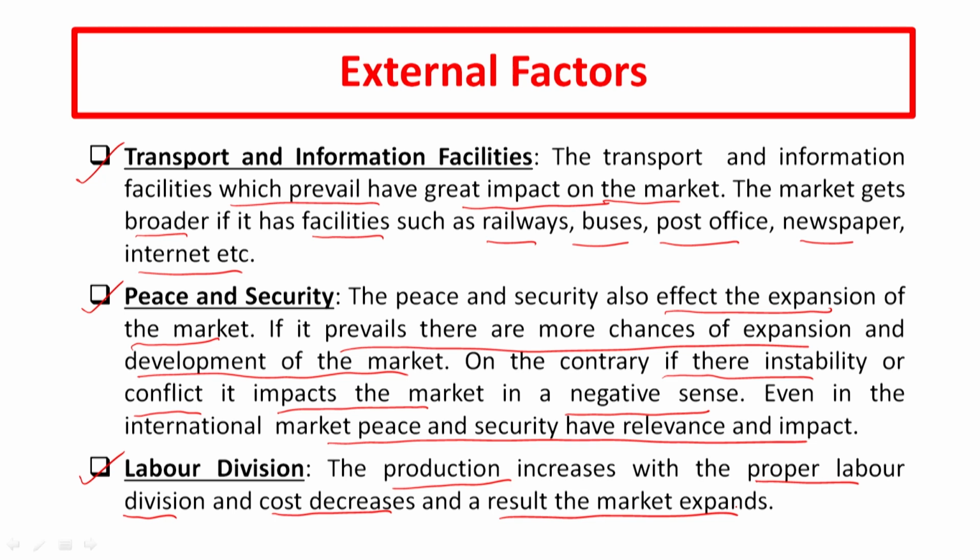The first being transport, which is the most central and important one, which means everything revolves on the basis of transport and information. Goods get transmitted from one place to another, and information helps the firms to grow. The second point, peace and security, is also very relevant. If there is no peace and security, no market will expand, no business will expand. And third, labor division is also a very important parameter for any firm or market to grow. So these are three external factors we have discussed.